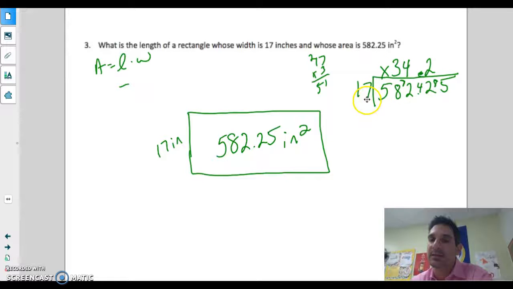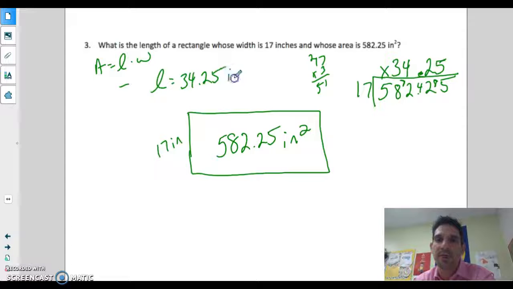And again, 7 times what's going to give me a 5 in the ones place. Because I'm at the end, so I know I'm going to basically have to end this. So 17 times 5 is 35, plus 3 is 8. So that's going to be that. So what's the length? Length is equal to 34.25 inches. That's it, guys.